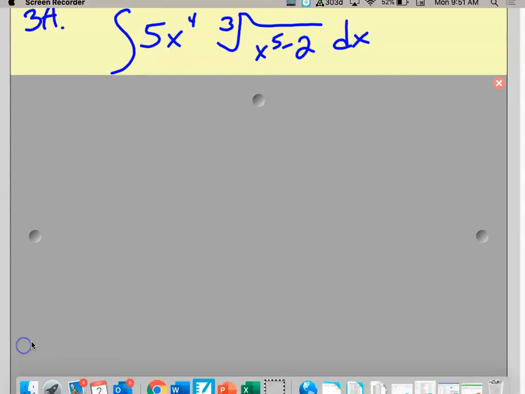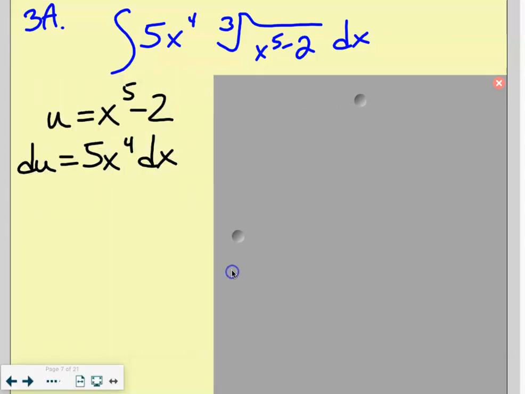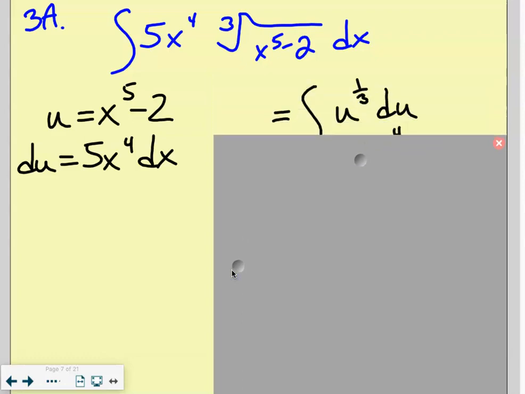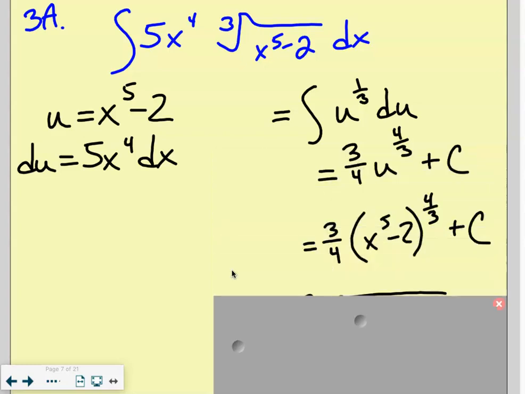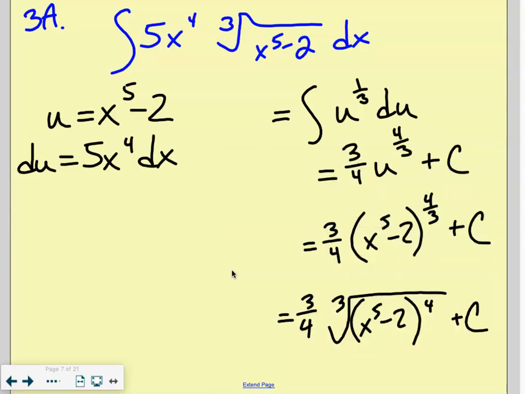All right. x to the 5th minus 2. So your du is 5x to the 4th dx. You're welcome. So you end up with just the cube root of u du. So this is 3/4 u to the 4/3 plus c. And then you plug your x's back in. Rational exponents or radical form are both fine.